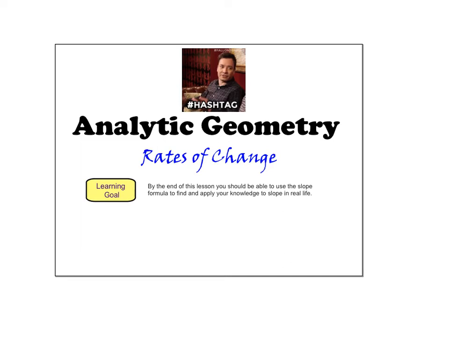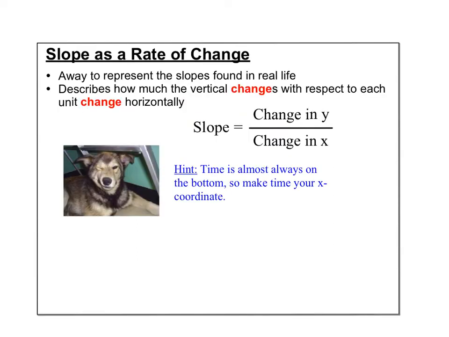Hello everyone, this lesson is about rates of change. So by the end of this lesson, you should be able to use the slope formula to find the rate of change for things in real life, because we actually see rate of change all the time. So slope as a rate of change is basically just a way to represent slopes found in real life.